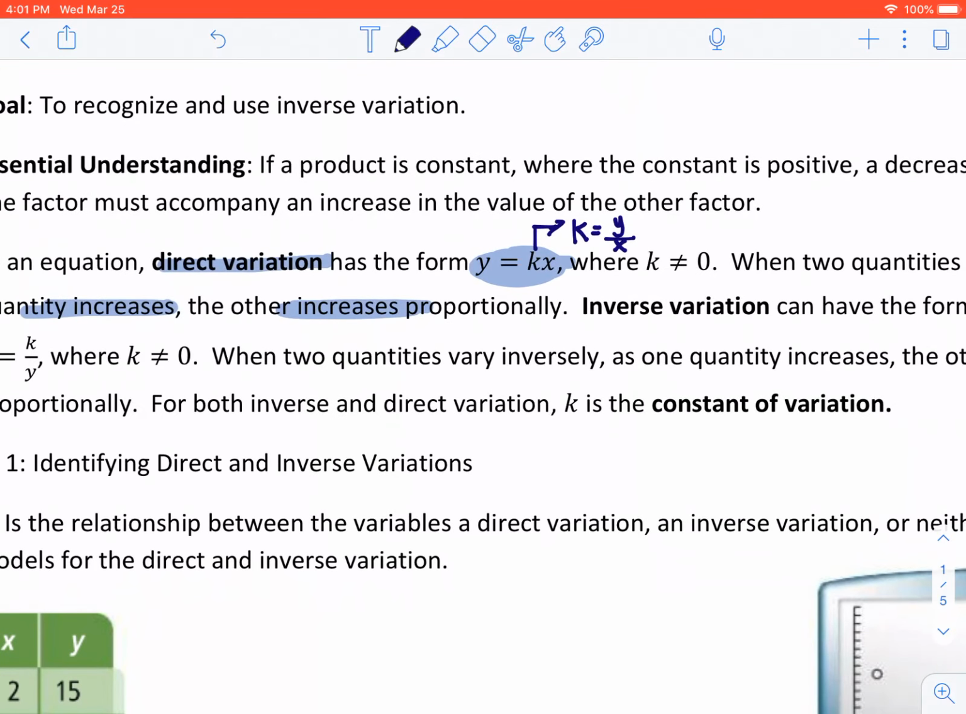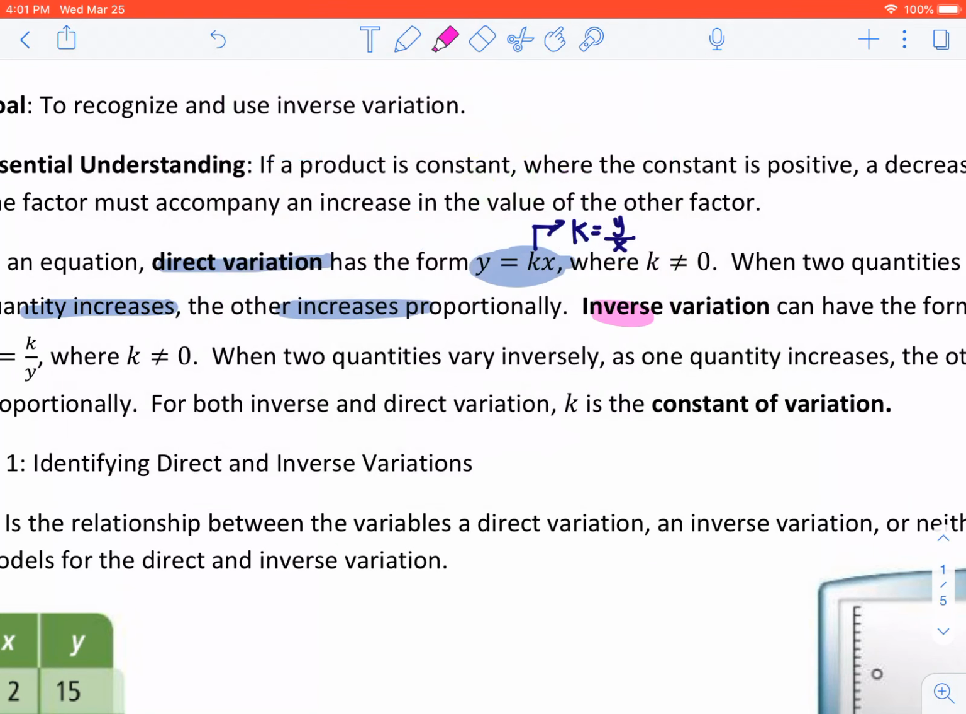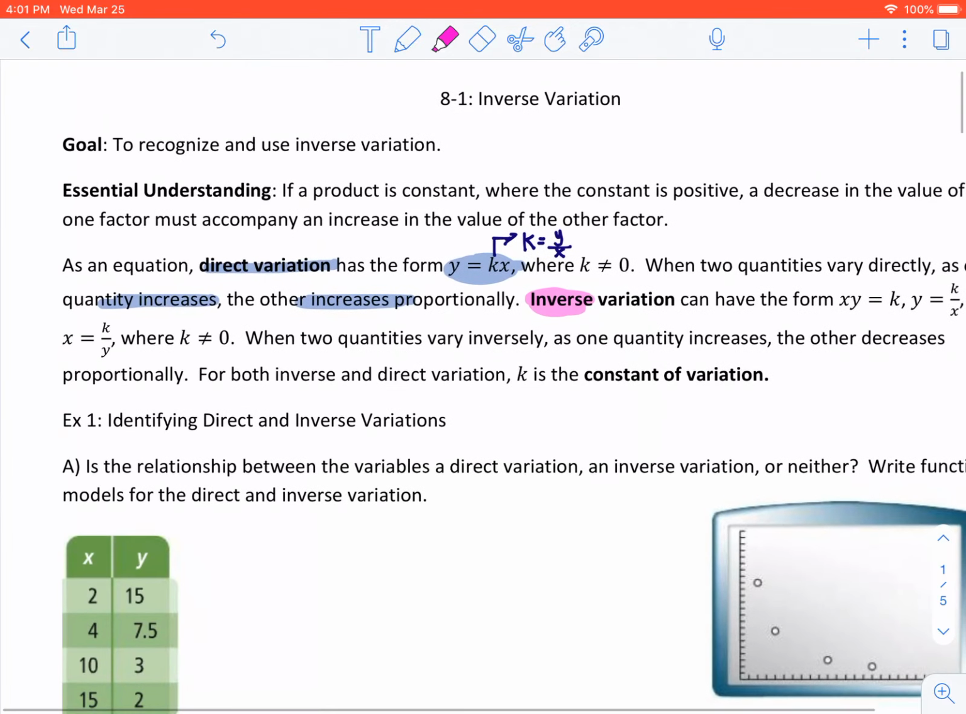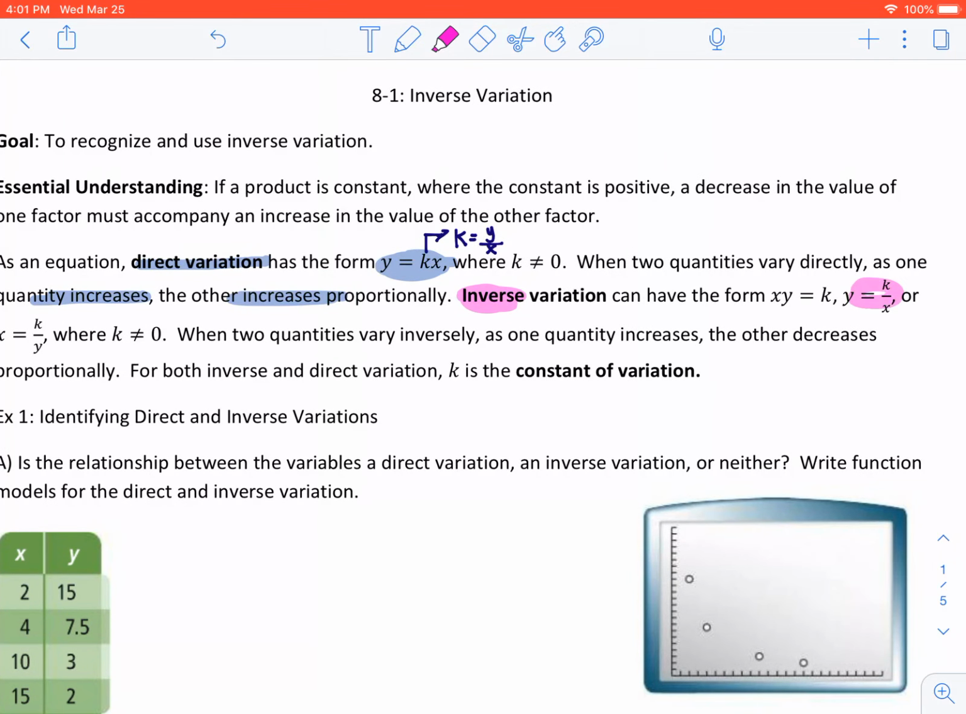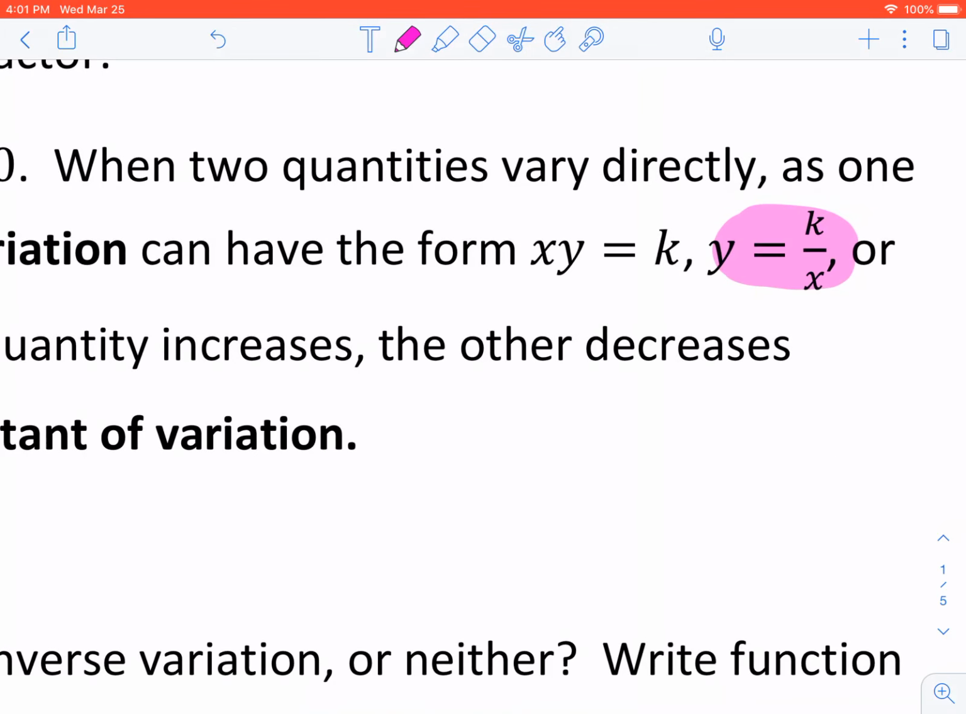Well, now we're going to add a new type of variation to this. We are going to talk about inverse variation. And inverse variation has the form y equals k divided by x. So instead of y equals k times x, y is equal to k divided by x. And if I solve for k by multiplying by x on both sides, we would get k is equal to x times y. So the constant of variation k can be found by multiplying x times y.